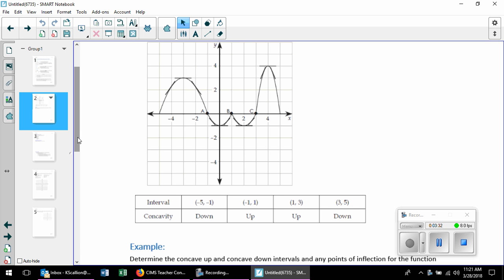So if we look at negative 1 to negative 5, so we're looking from point A to this unknown point here. Which way is our graph opening? The concavity is down. Okay. From negative 1 to positive 1 is opening up. The concavity is up. From 1 to 3 is up. And then from C to 5, it's down again.